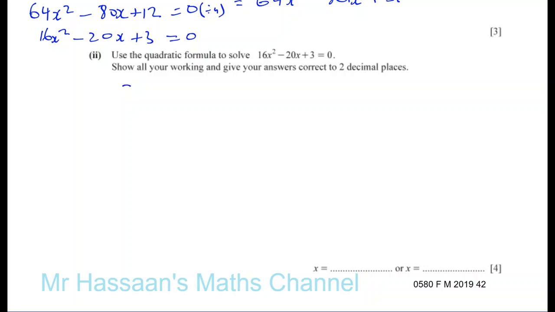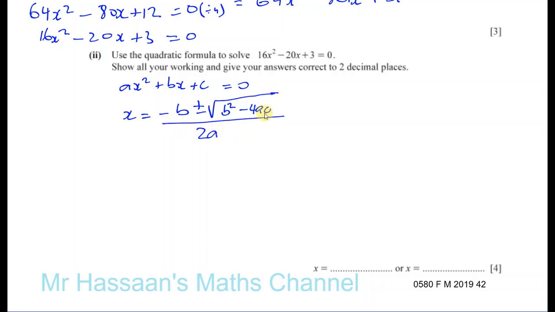So the quadratic formula, if you have something in the form ax squared plus bx plus c equals 0, states that x will be minus b plus or minus the square root of b squared minus 4 times a times c, all over 2a. Now, this is actually derived from completing the square, but you don't really need to know that. So a is the coefficient of x squared, which is 16. It's a good idea to write down what everything is here. And b is the coefficient of x, which is minus 20. And c is the constant, which is plus 3.